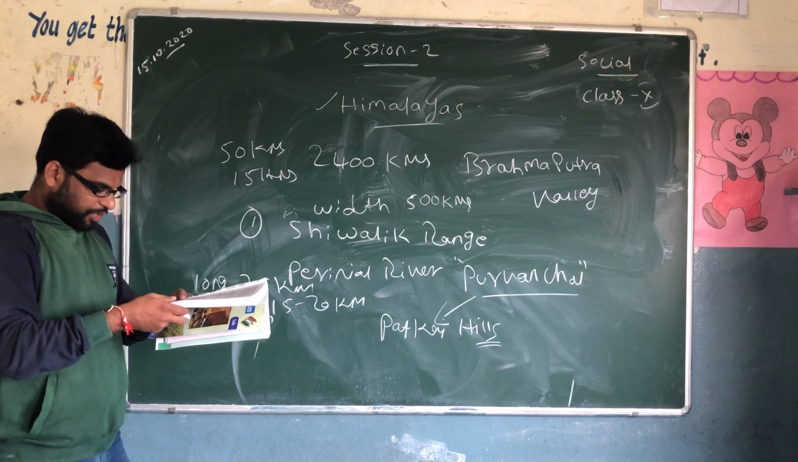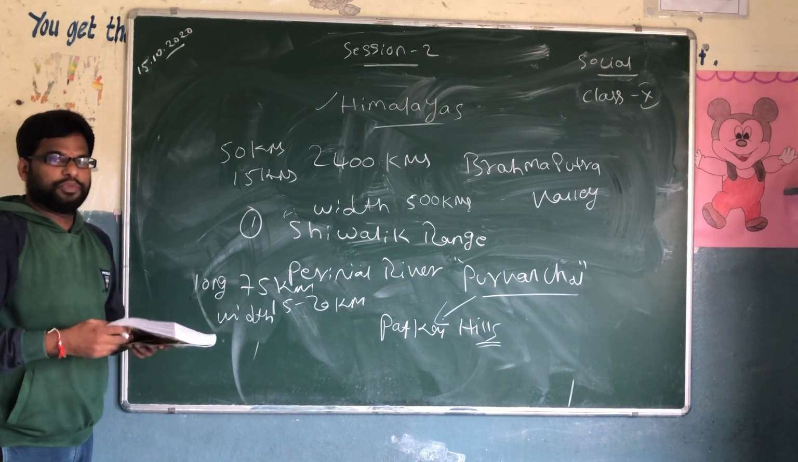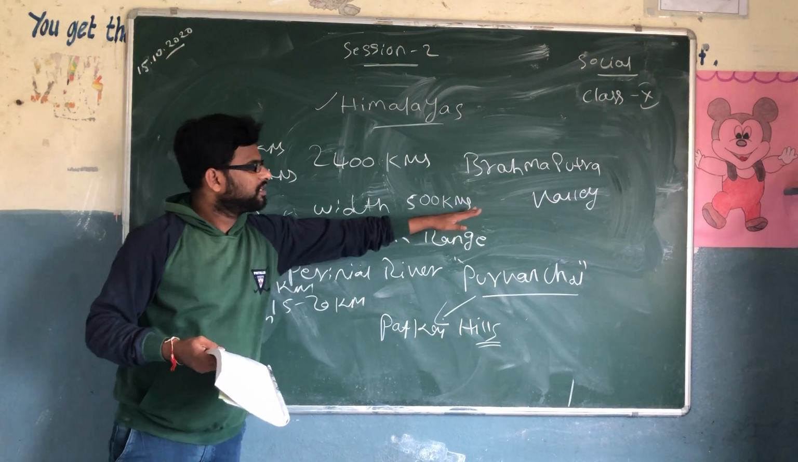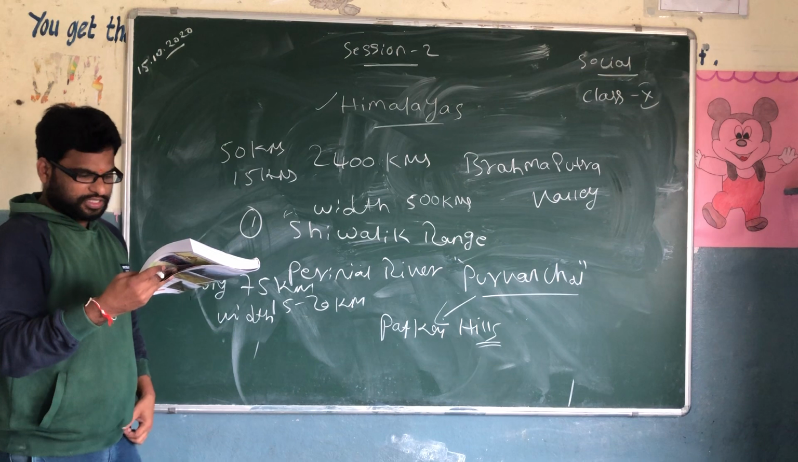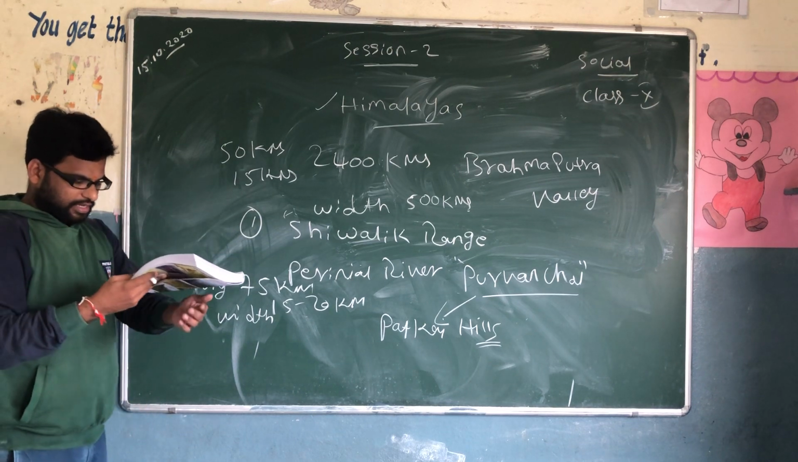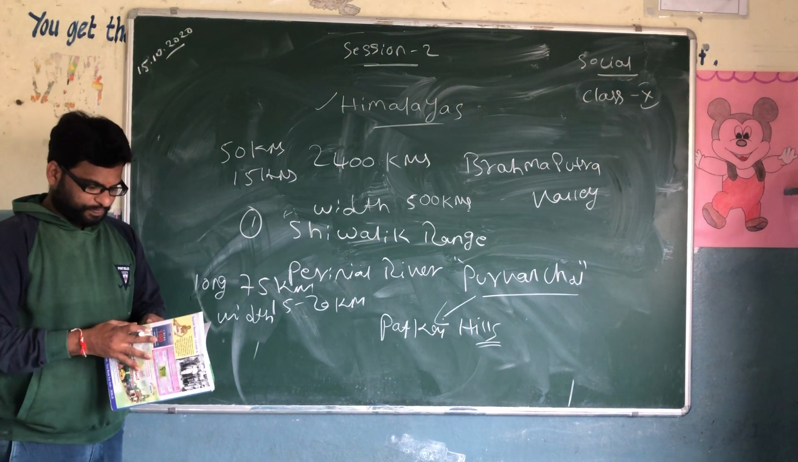The Naga Hills, Manipuri Hills, Khasi and Mizo Hills. These all come under this region next to the Brahmaputra Valley. There is one Patkai Hills and then the Naga Hills, Manipuri Hills, Khasi Hills, and Mizo Hills.